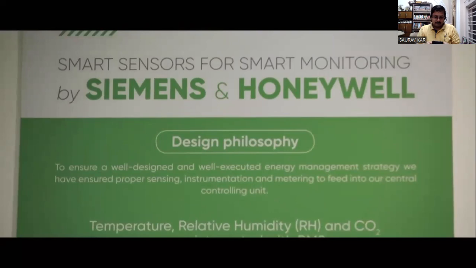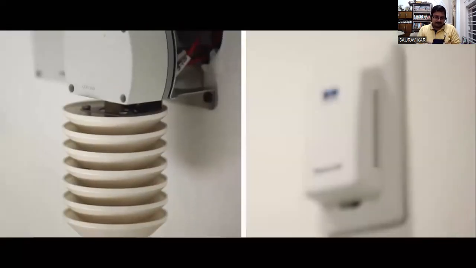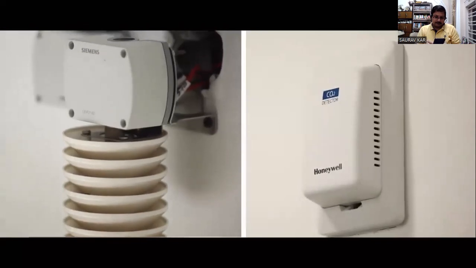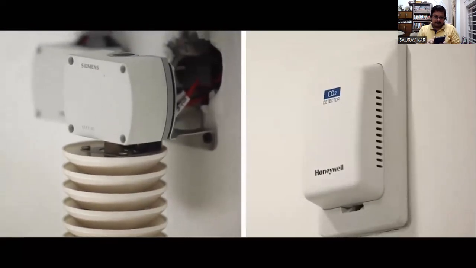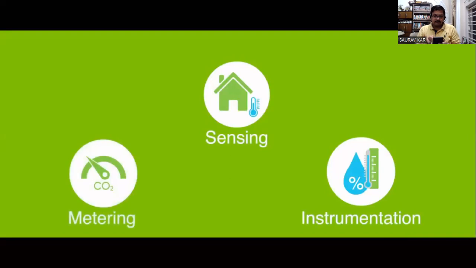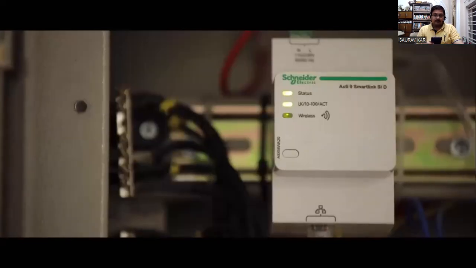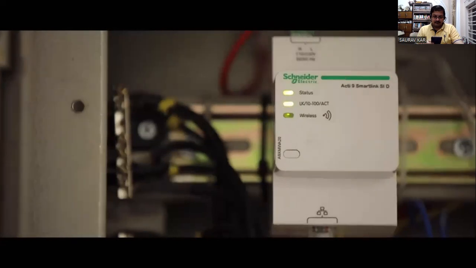We have used technology provided by Siemens and Honeywell to ensure that a well-designed and well-executed energy management strategy starts with proper sensing, instrumentation, and metering technology. This feeds our central controlling unit and it keeps our office CO2 and humidity levels both under check and under constant monitoring conditions. An Acti9 SmartLink is the mind of this system.